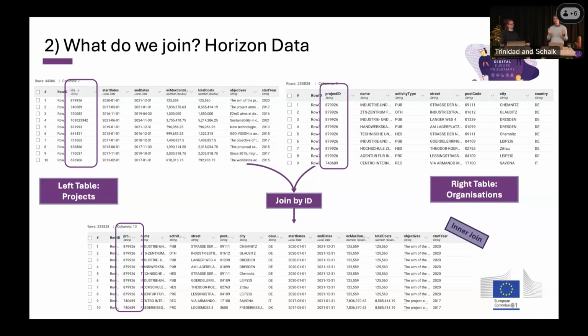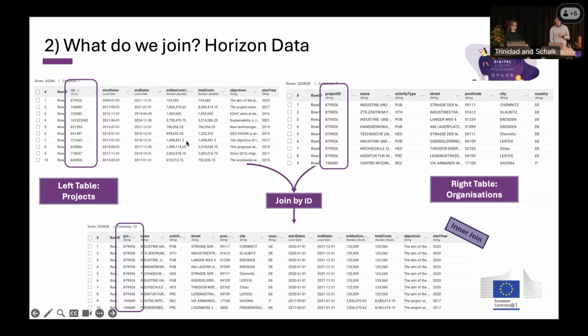So again, we have 2 different data sources: one on projects and one on organizations, 2 tables. Step 1, identify the key. That's the project ID. Step 2, decide what type of join we want to do. We just want to match where they have the project IDs in both tables. And then the result is that you have essentially more information, more columns in the output table.